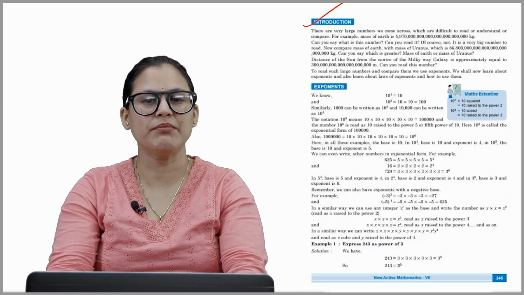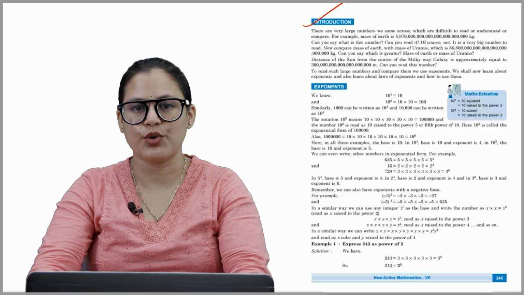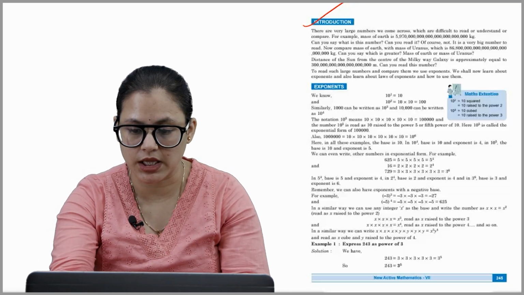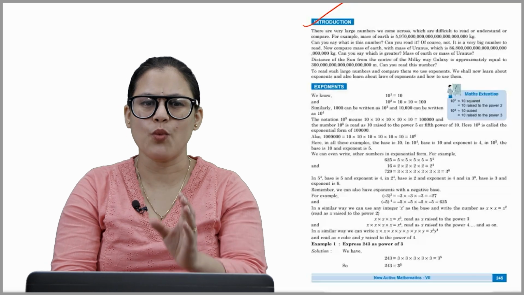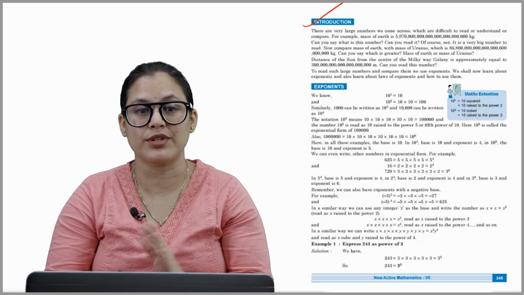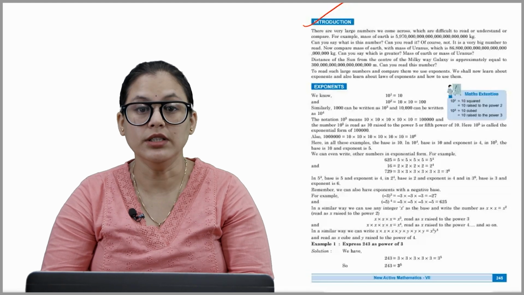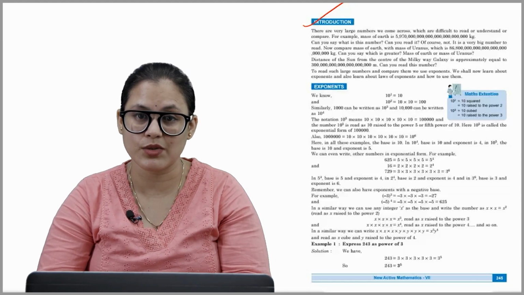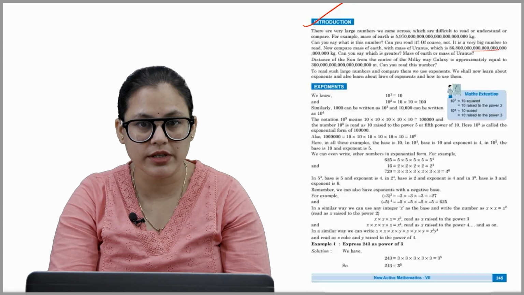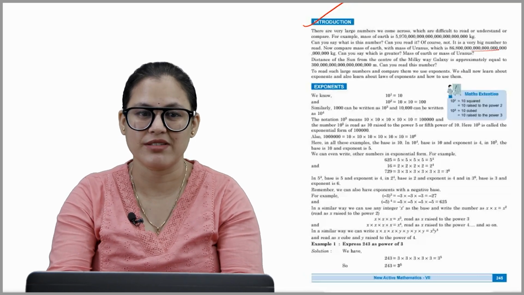Introduction. There are many very large numbers we come across which are difficult to read or understand or compare. For example, mass of Earth is this much. Can you say what is this number? Can you read it? Of course not. It is a very big number to read. Now compare mass of Earth with mass of Uranus, which is given here. Can you see which is greater? Mass of Earth or mass of Uranus?